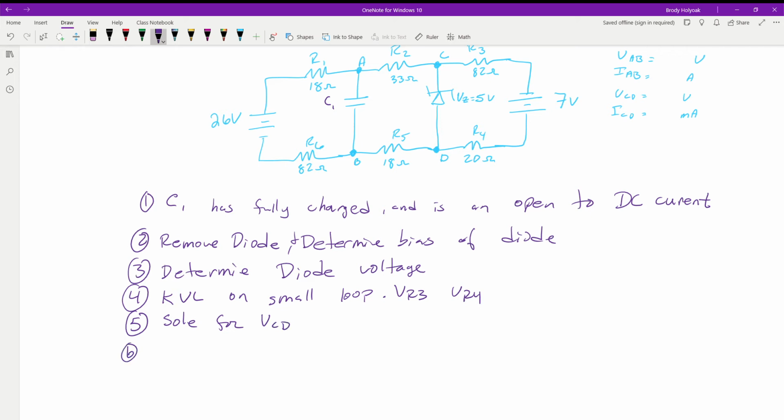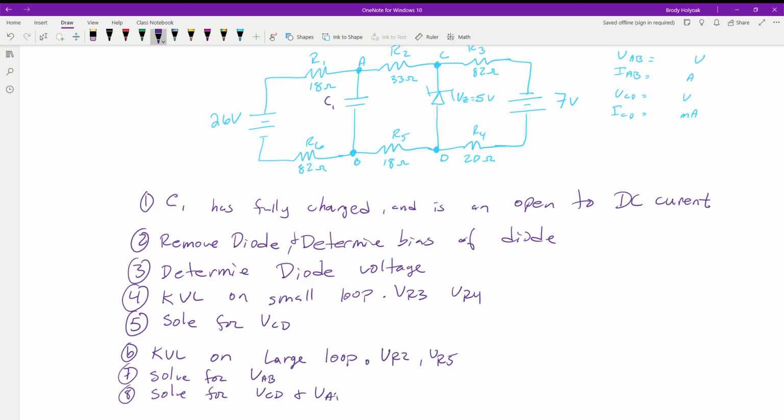The next step is we're going to do a Kirchhoff voltage loop on the large loop, mostly to get VR2 and VR5. Then we can solve for voltage of the capacitor, or VAB. And then 8, solve for VCD and VAB currents.